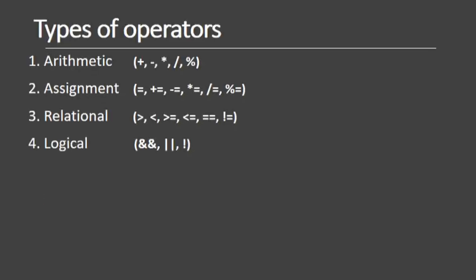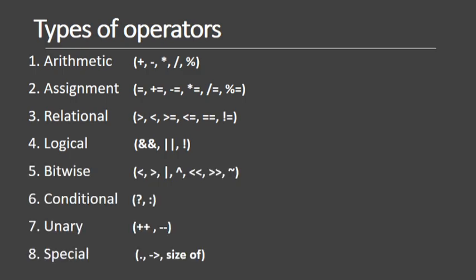Next we are going to see types of operators. There are 8 types of operators: arithmetic operators, addition, subtraction, multiplication, division, modulo; assignment operators, equal, plus equal, minus equal, into equal. I'll also discuss relational operators, logical operators, bitwise operators, conditional operators, unary operators, and special operators. Arithmetic means addition, subtraction, multiplication, division, modulo.